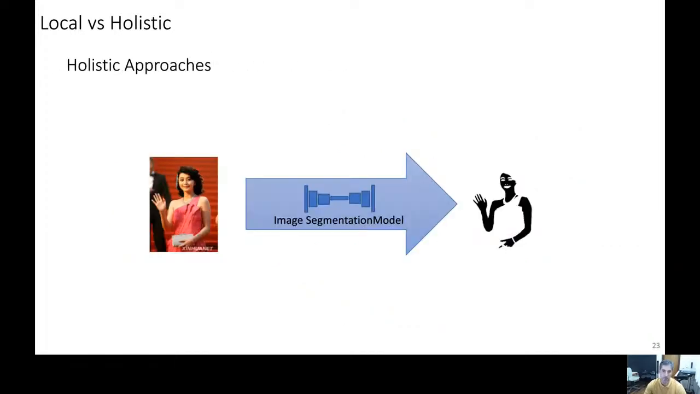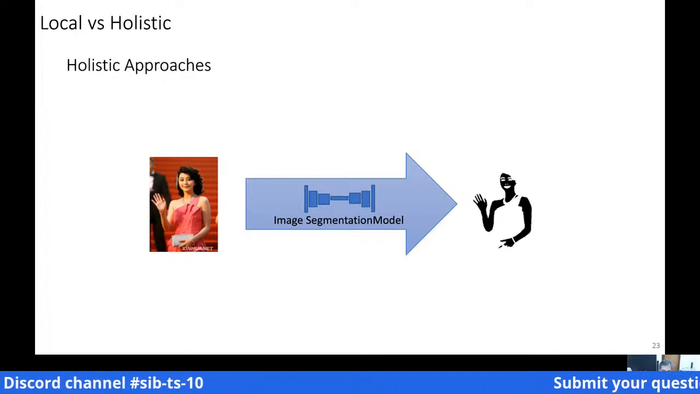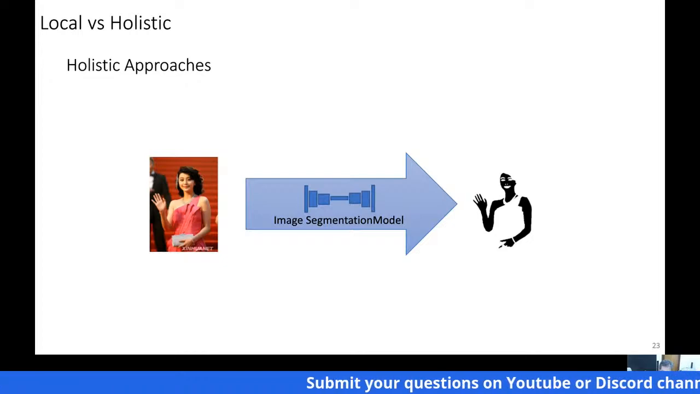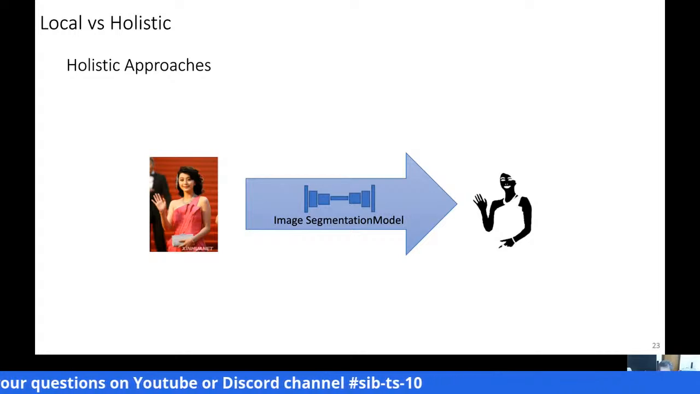In holistic approaches, all the image is submitted to an image segmentation model, usually a fully convolutional network, and all the pixels are classified in a single shot by the model. In addition to color and texture, holistic approaches add contextual information that is expected to improve skin detection.